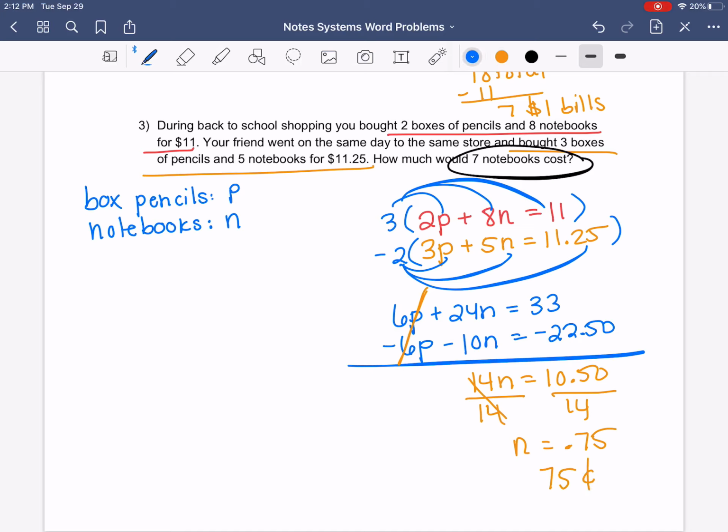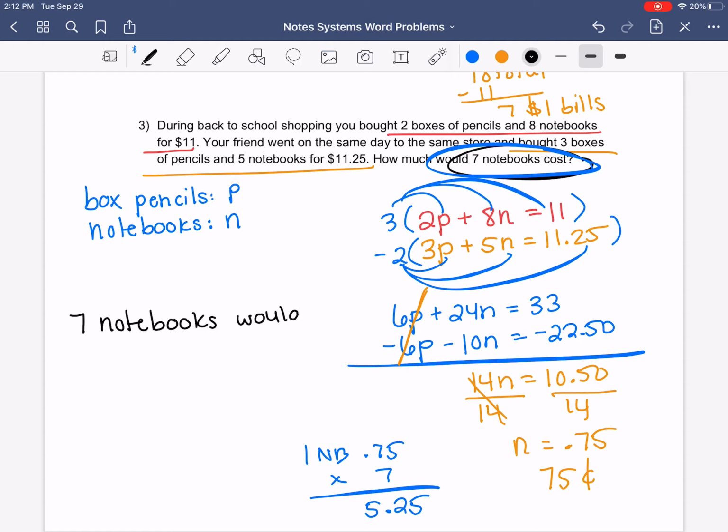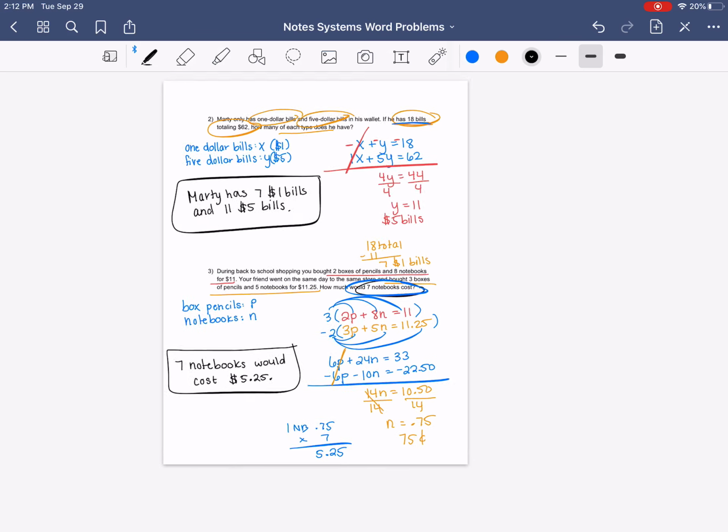Well, the question says, how much would 7 notebooks cost? So I have to take 1 notebook, which costs 75 cents, times 7 notebooks. I'm using my calculator around the side, and it would be $5.25. So to answer our question, we say 7 notebooks would cost $5.25. We answer in a complete sentence, okay?